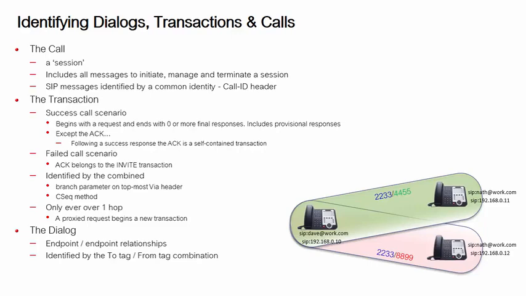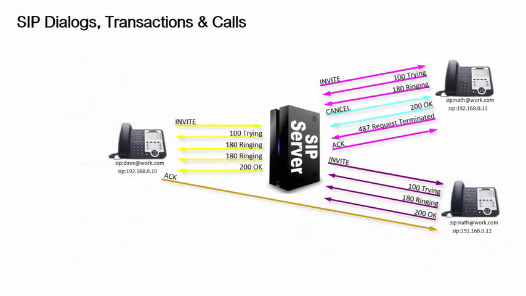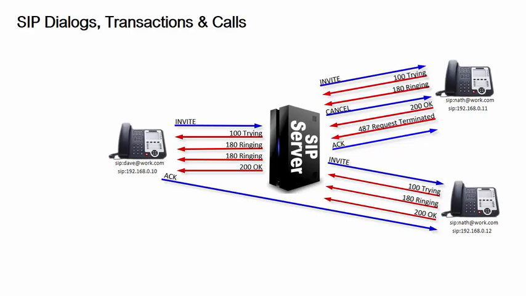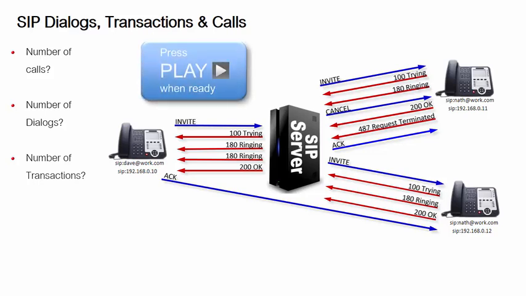Okay, got that? Well, let's see. Here's a schematic of an interaction between a caller user agent and two downstream user agents. Take a look at the chart, think about the definitions, and work out the number of calls represented, the number of dialogues, and the number of transactions. Have a think and press play when you're ready.